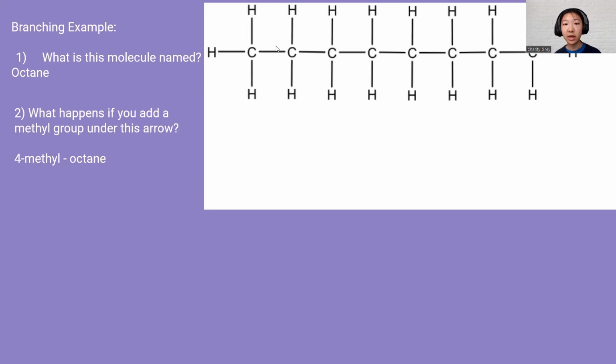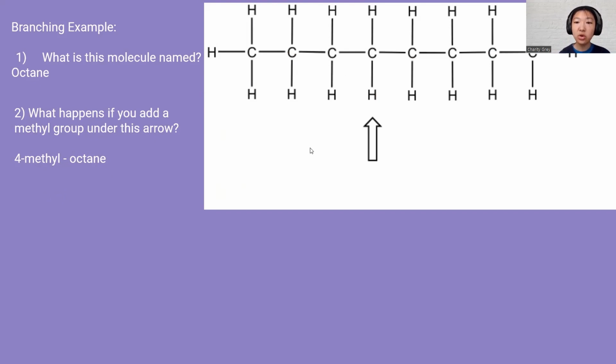And if we wanted, we can draw 1 single line throughout the backbone. So there are no branches, no branching. So then the second question is, what happens if you add a methyl group under this arrow? What is the name then? Please draw it out and please determine whether this answer is correct.